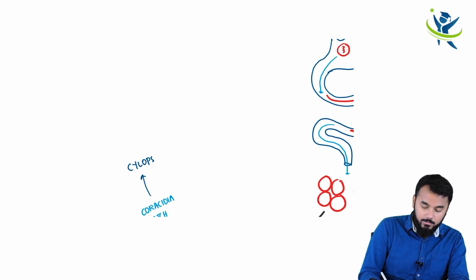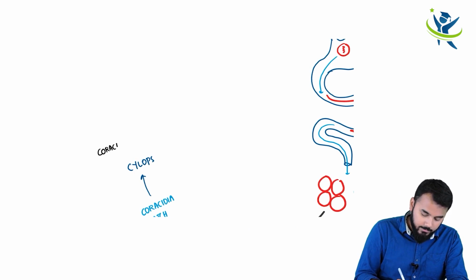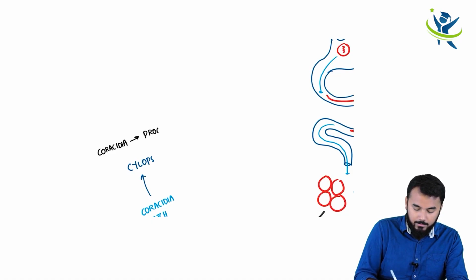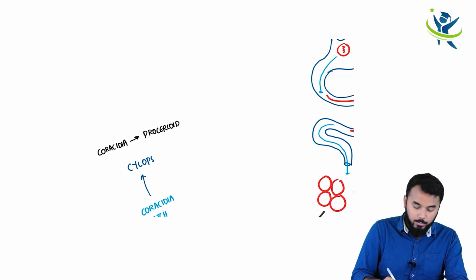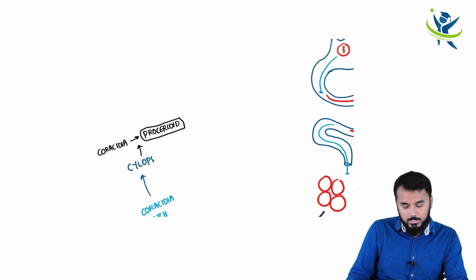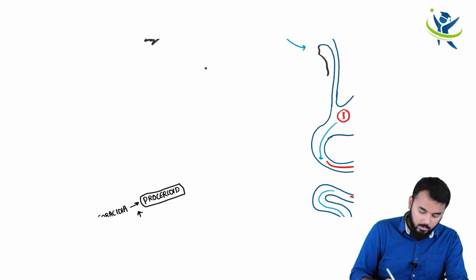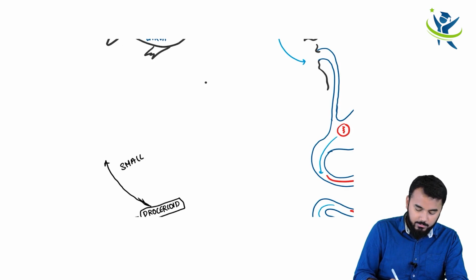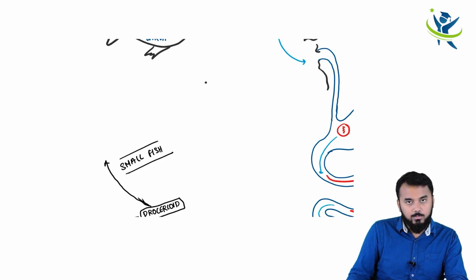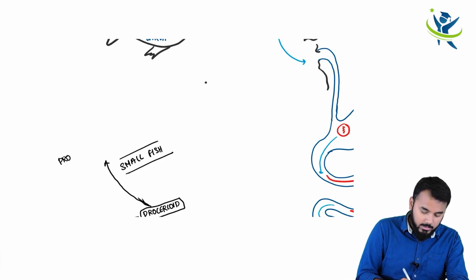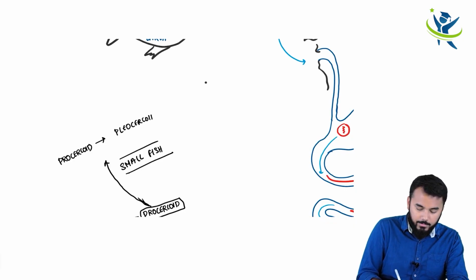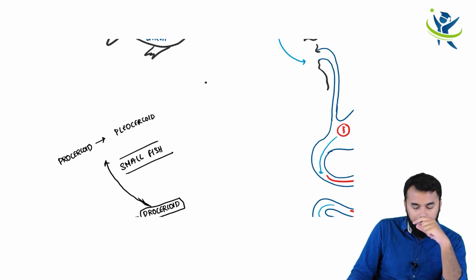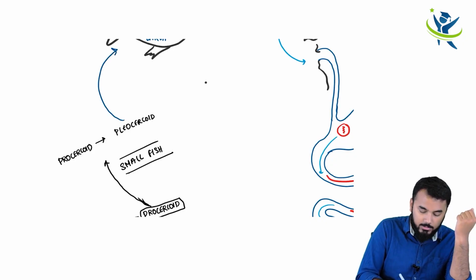Now within the cyclops, what will happen is that the Coracidia are converted into procercoid. Now this procercoid is going to enter into a small fish. Within this small fish, the procercoid will convert into pleocercoid. And obviously small fishes are going to be eaten up by the large fish, right? So that is the reason why within the large fish you have this pleocercoid larva.